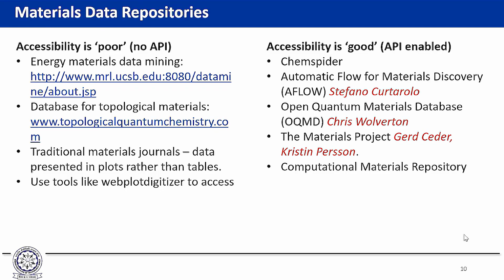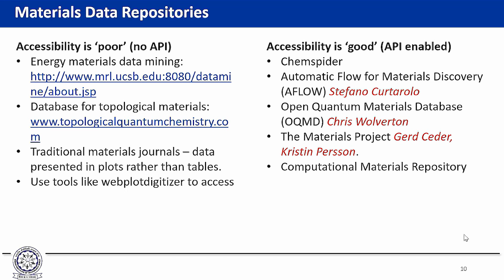So just a few of the earlier databases I have listed over here. You've got the Energy Materials Data Mining, which is hosted at UCSB. That's an excellent database if you're looking at energy materials. People have dedicated databases for topological materials on the Topological Quantum Chemistry website. And then, of course, you have a lot of data in traditional materials journals. And nowadays, you even have this data in SpringerBriefs type of series from where you can get lots of data. One of the challenges you might face is that a lot of this data would be present in the form of plots. And so here you can start using tools like WebPlotDigitizer and so on if you want to extract numeric data from those plots.